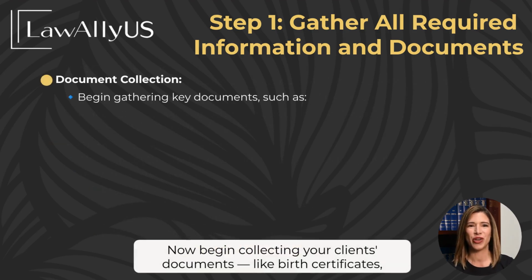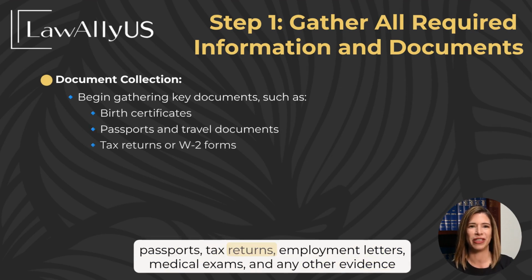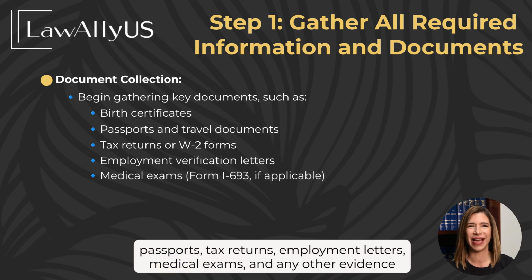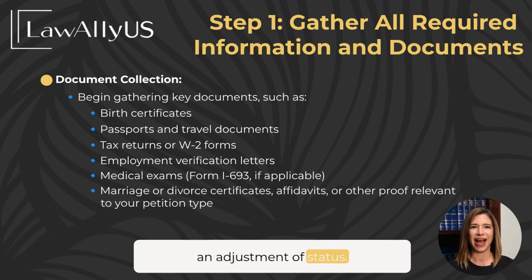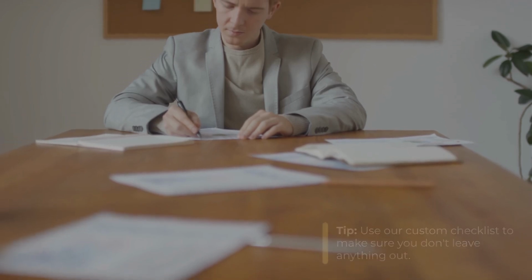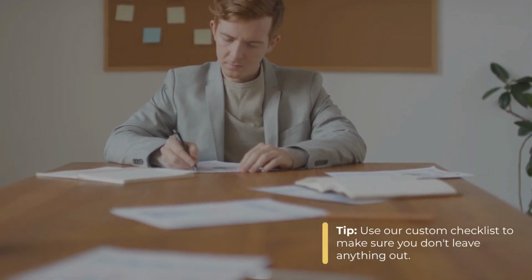Now begin collecting your client's documents, like birth certificates, passports, tax returns, employment letters, medical exams, and any other evidence that applies to the case, whether it's a marriage or asylum application or an adjustment of status. Tip: use our custom checklist to make sure you don't leave anything out.